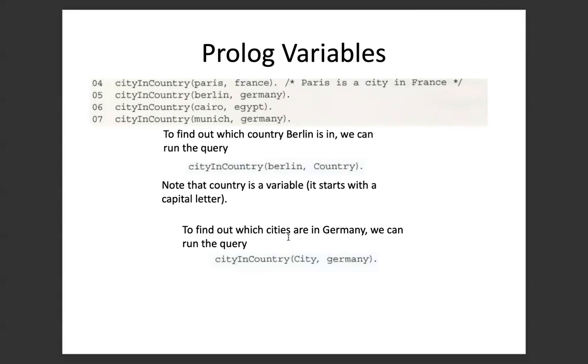To find out which cities are in Germany, on the other hand, as you can notice here, my city parameter starts with a capital letter, in which case now I'm trying to find out what cities, according to my knowledge base, are in Germany. There are more cities in Germany, but according to this knowledge base and these four facts, there are only two facts that satisfy the city and country predicate with Germany as the second parameter. And that is, the first one is Berlin and the second one is Munich, in that particular order.